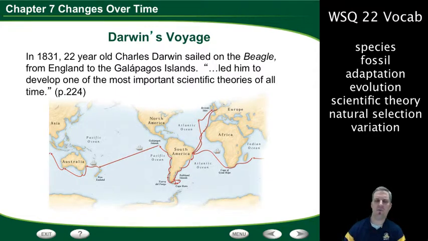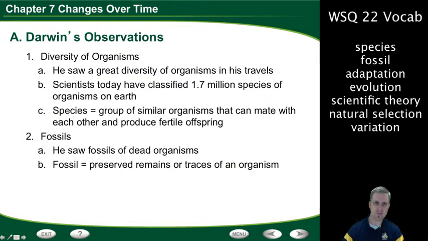But what happened is while on the Beagle and on the Galapagos Islands, Charles Darwin was led to develop one of the most important scientific theories of all time. That's actually what the textbook calls it. And we're going to talk about it. I would say, yes, it is a very important scientific theory. And I think we have to be really careful with it because it's a theory that can lead really to determining your understanding of God. And so let's get into it.